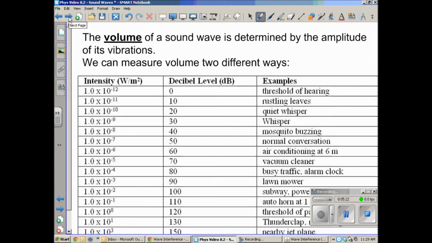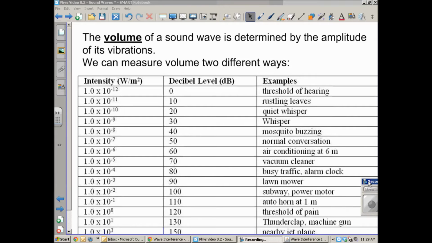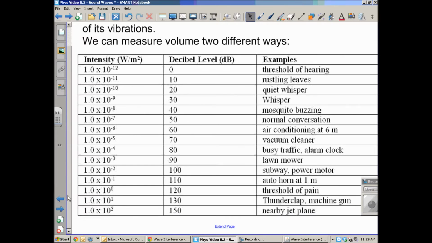All right, the volume of a sound wave. We talked about the pitch, right? The volume of a sound wave is determined by the amplitude of the vibrations. The louder the sound is, the bigger the amplitude is. All right. There are two different ways that we can measure the amplitude of a wave, or measure the volume of a wave. The first way is in what's called intensity. All right. The intensity of a wave is a measure of how much power it puts out per square meter.